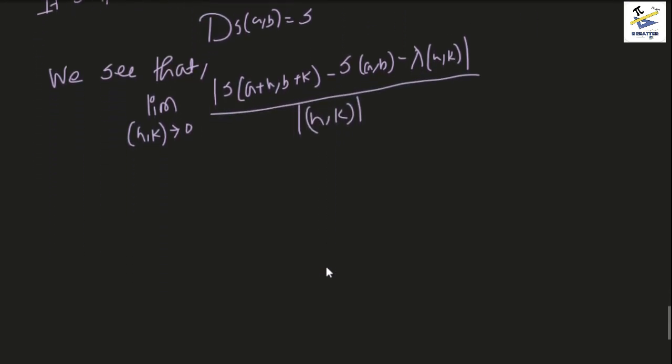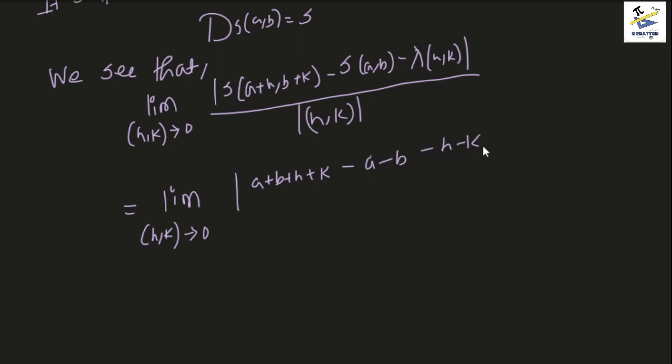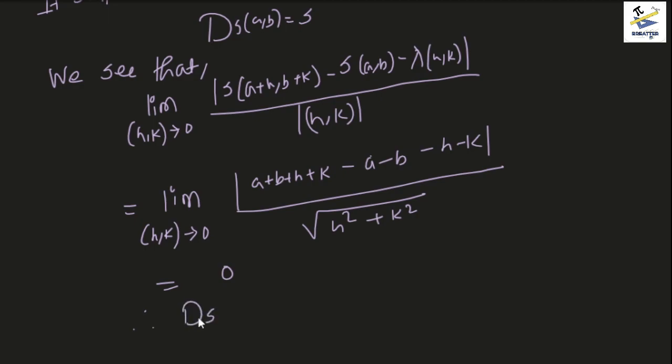Now we want to prove that this limit is 0. So let us see how we can do that. Well, s of a plus h comma b plus k is equal to, since s of x plus y is defined like that, a plus b plus h plus k, minus a minus b, minus lambda of h comma k. Since we want the derivative to be itself, it's basically minus h minus k, divided by the root of h squared plus k squared. But this is equal to 0 since the numerator is 0, and therefore it is proved that ds of a comma b is simply s.